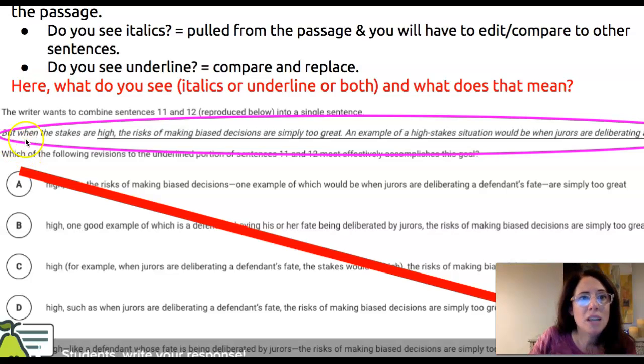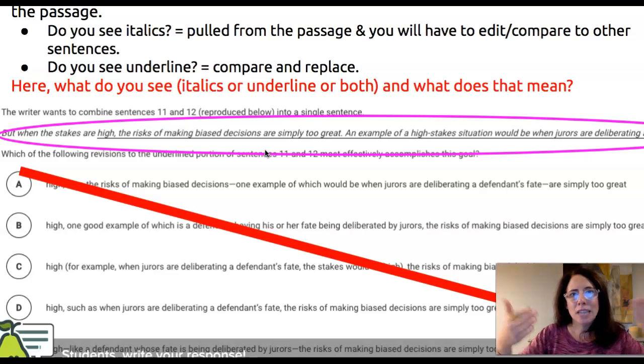So for me, I do see one italicized sentence. And so that's what your eye has to go to first. Do you see an italicized sentence? If you do, that tells you that that chunk of writing, that sentence, has been taken from the passage and then isolated and just reprinted as part of the question.